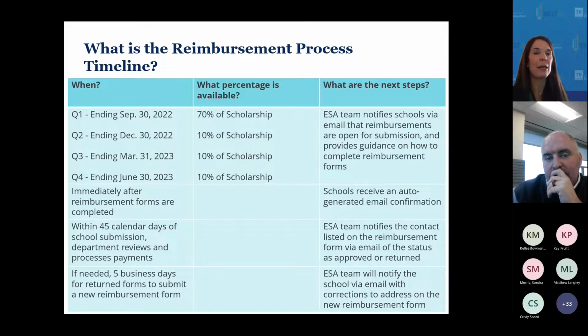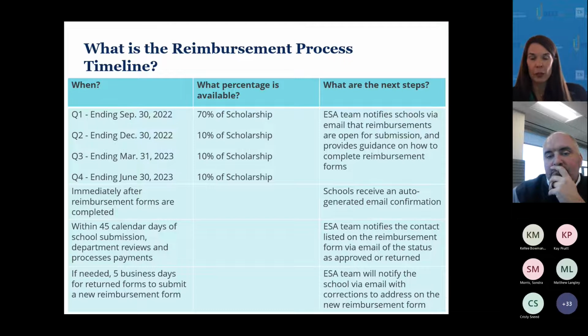Now, the timeline for payment. Once you submit that form, it could take up to 45 calendar days before you receive your payment. With that being said, once you submit your form for reimbursement, be sure you have the contact person that you want us to reach on the form. There will be contact information, and be sure that's the contact we need to communicate with. The ESA team will reach out to you to let you know if it's approved or if it's returned.